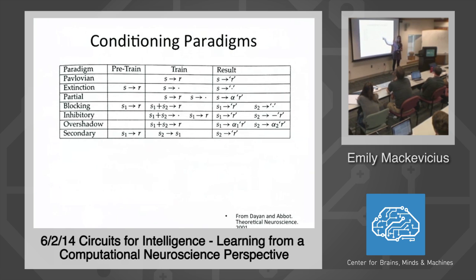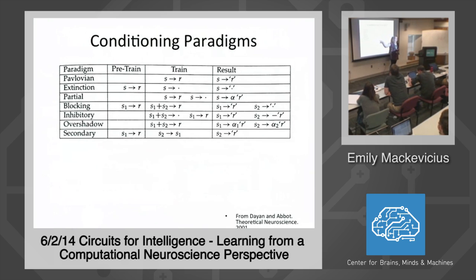You have partial training. You can have blocking, where if one stimulus predicts a reward and then you play that stimulus along with another stimulus for a reward, the second stimulus no longer predicts the reward because this wasn't unexpected. This was already explained by the first stimulus. And there's also inhibitory conditioning. So if you have two stimuli that get nothing, but one stimulus gets a reward, then it's almost interpreted as this one is preventing the reward or something.